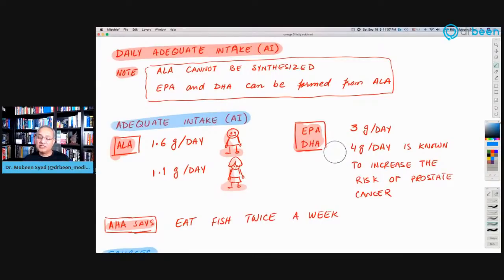Yes, so James has a question. Sorry, but I assume ALA is alpha lipoic acid. I think it is alpha linolenic acid. Yes, absolutely. So then, the American Heart Association says to eat fish twice a week to get enough DHA and EPA, which is cardioprotective. So this is about the daily intake.